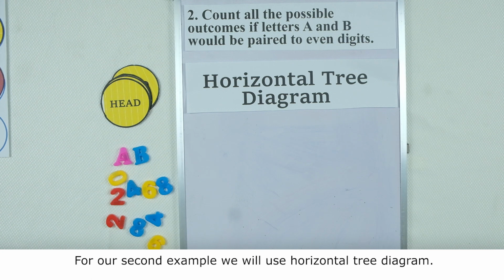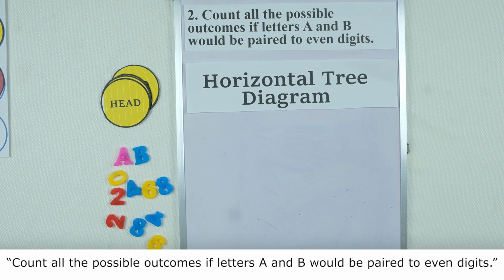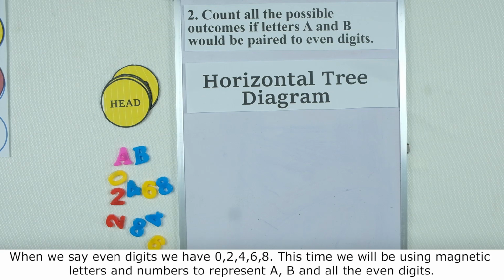For our second example, we will use a horizontal tree diagram. Count all the possible outcomes if letters A and B would be paired to even digits. So when we say even digits, we have 0, 2, 4, 6, and 8. This time, we'll be using magnetic letters and numbers to represent A, B, and all the even digits.